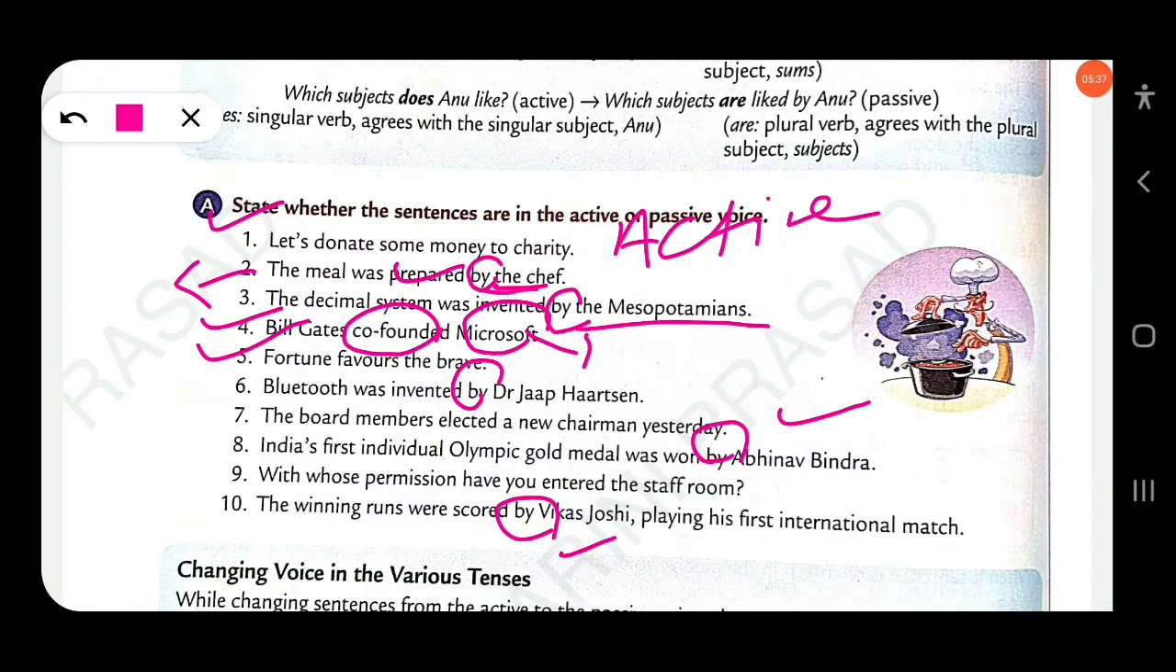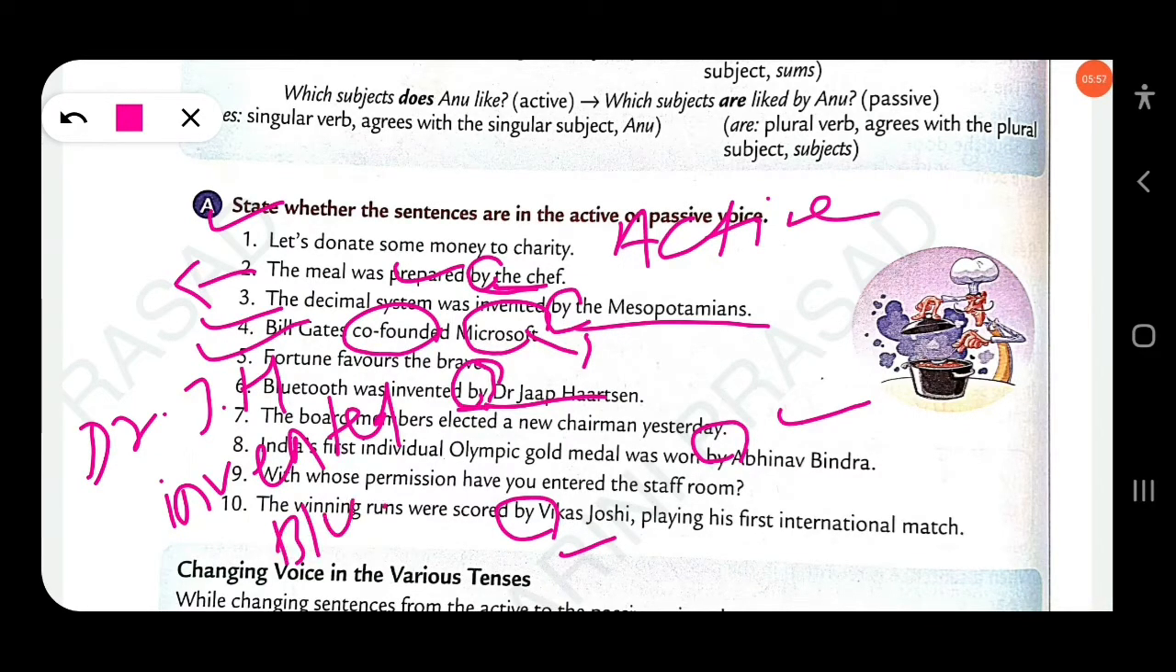Then next, Bluetooth was invented by Dr. Jaap Haartsen. This is passive voice, as by and an agent are used. So you can also change it into active: Dr. Jaap Haartsen invented Bluetooth. Dr. Jaap Haartsen invented Bluetooth. Clear?